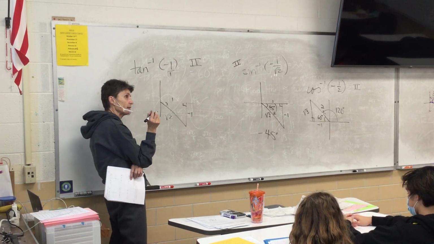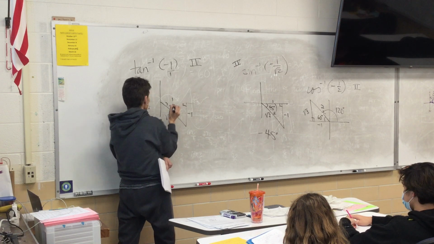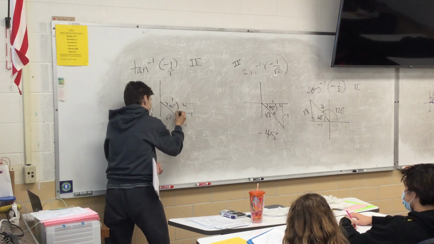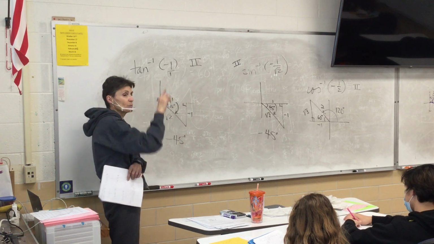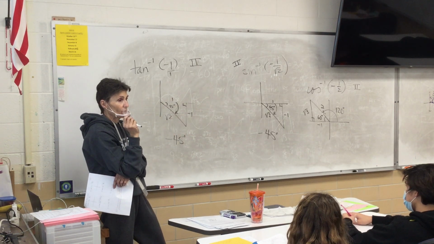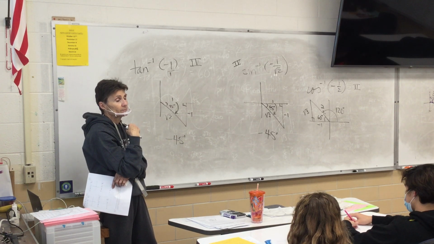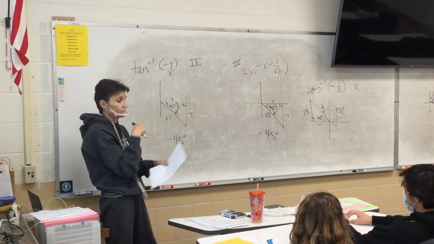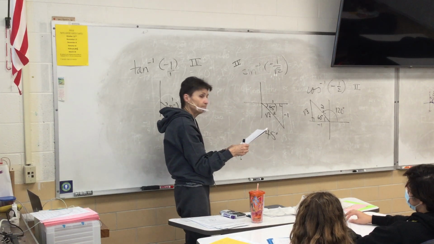And how big is our angle? 45. But we don't say 45, we say -45, because we go down to draw that angle. -45. You starting to get the hang of it?